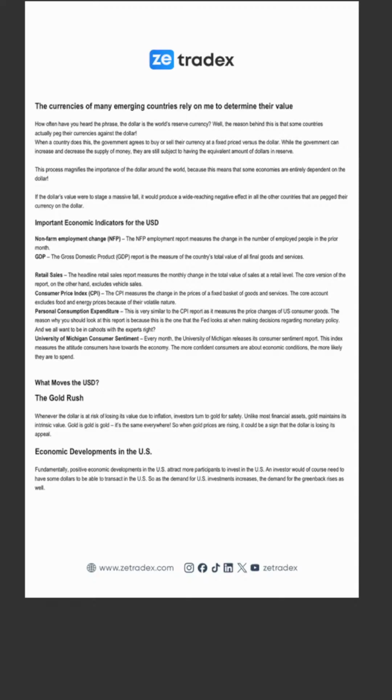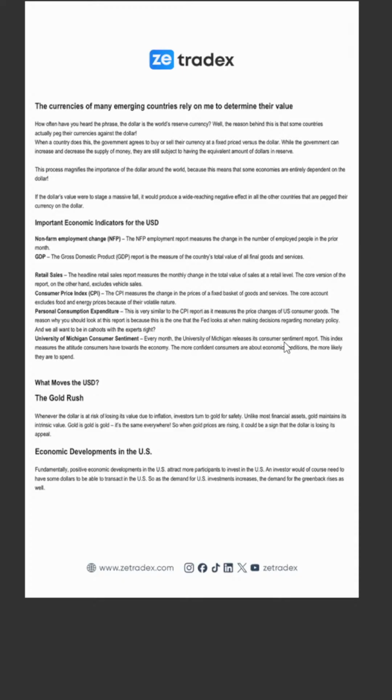Now, what moves the United States dollar? One, we talk of the gold rush. Very important. Whenever the dollar is at risk of losing its value due to inflation, investors turn to XAUUSD, gold, for safety. Unlike most financial assets, gold maintains its intrinsic value. Gold is gold, of course, and it's the same everywhere. So when gold prices are rising, it could be a sign that the dollar is losing its appeal, its significance, its importance.